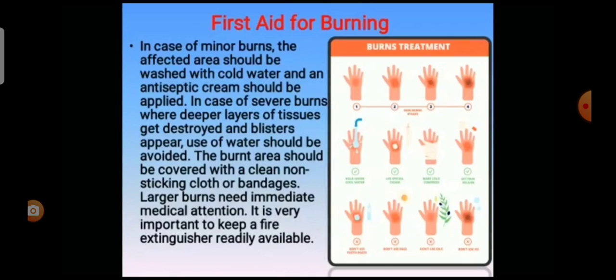First aid for burning. In case of minor burns, the affected area should be washed with cold water and an antiseptic cream should be applied. In case of severe burns, where deeper layers of tissues get destroyed and blisters appear, the use of water should be avoided. The burn area should be covered with a clean non-sticking cloth or bandage. Larger burns need immediate medical attention. It is very important to keep a fire extinguisher readily available.